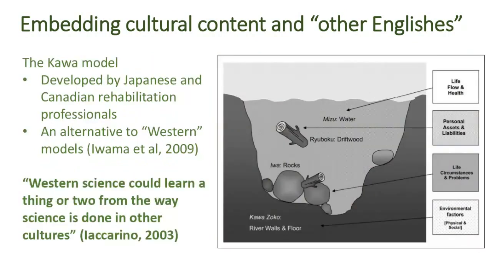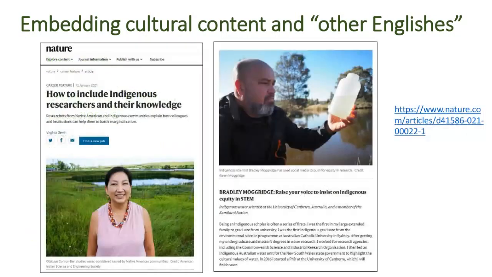We could also use concepts from other cultures. An example is the Kawa model, developed by Japanese and Canadian rehabilitation professionals and also used by occupational therapists. I also like this quote from Iacarino, who says, "Western science could learn a thing or two from the way science is done in other cultures." It makes the point that we can look to other cultures in our teaching. We can also try to incorporate content in our teaching from diverse sources and Indigenous researchers.